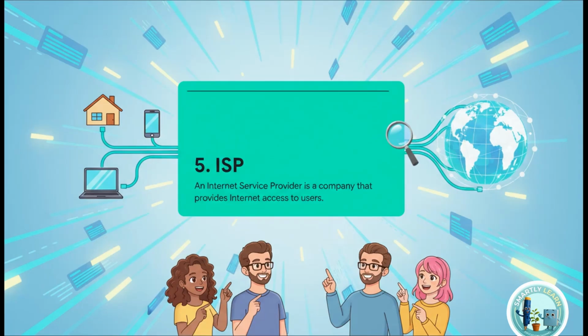And last but not least, number 5, the Internet Service Provider, or ISP. So if the internet is the information superhighway, then your ISP is the company that built your personal on-ramp. They're the ones you pay to get the actual physical connection from your house to that massive global network.